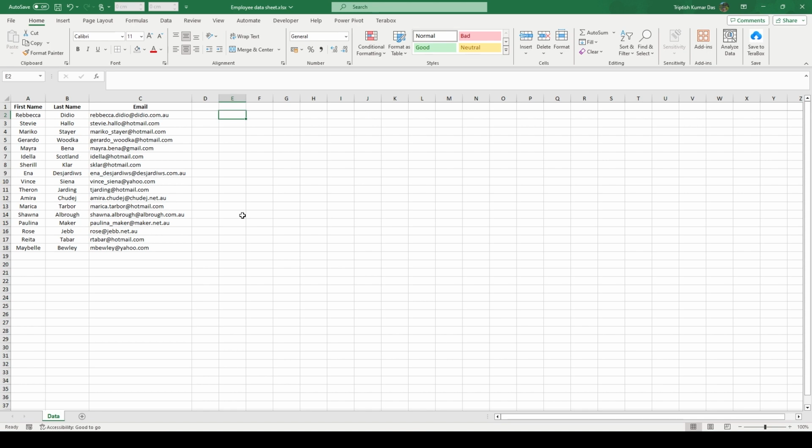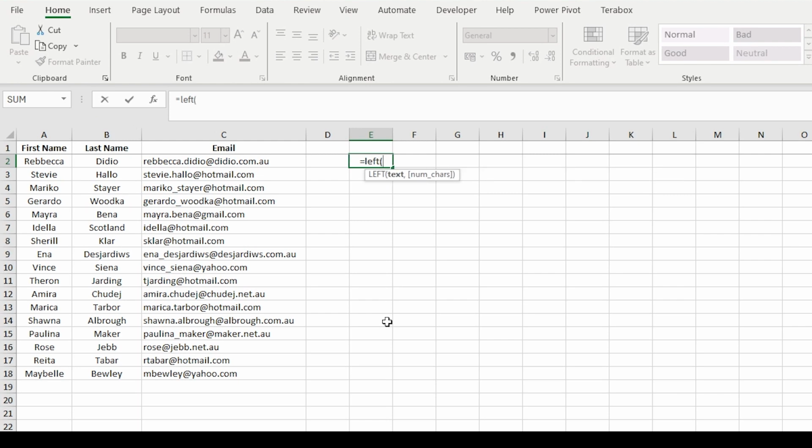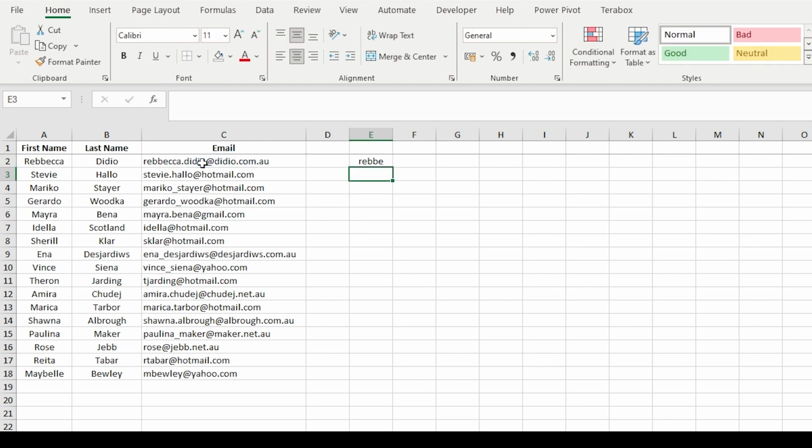using the LEFT function. In order to do that, let us first write the function followed by the text that we are going to use for the extraction, which is this one, C2. So we are going to write the cell followed by how many characters we are looking to extract from this C2 cell. So in this example, we are going to extract only 5 characters from the left. So we are going to write the number, close the bracket and press enter.